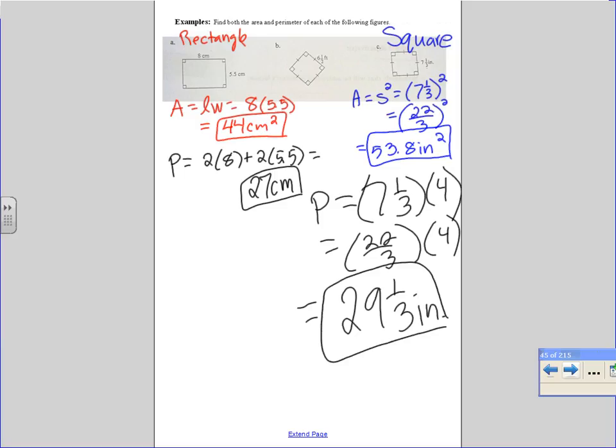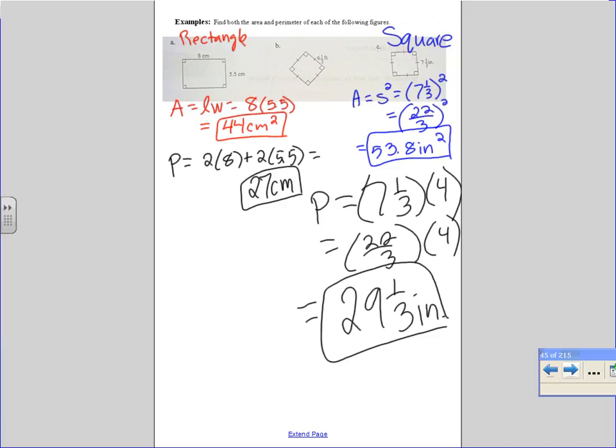Make sure, if you did this on your calculator, that you took 7.33333, type in as many threes as you can, times 4, or do 22 over 3 times 4. If you do it by hand, you can do 22 over 3 times 4 over 1. And if you leave it as an improper fraction, that's fine as well. Steve? No, you could do 29.3 repeating. Jordan, you okay? I didn't know if that was your hand. Questions on those two?